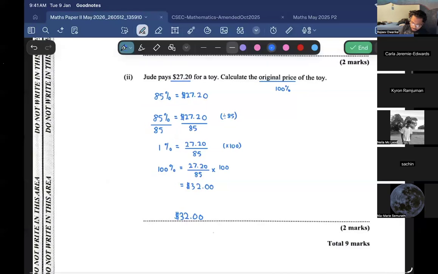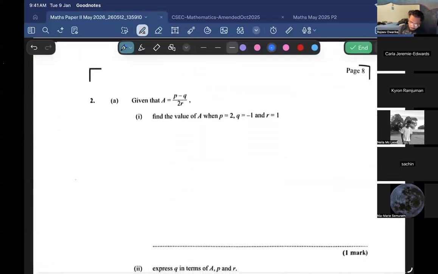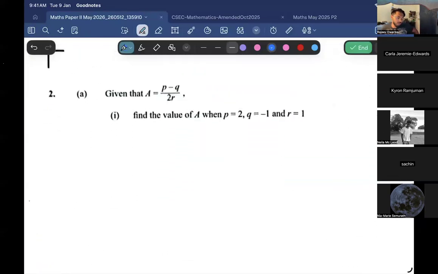Let's move on. Kyron, I know you're the one who gets into section one of the exams, so that's why I'm doing this for you mainly. So read question 2 for me.